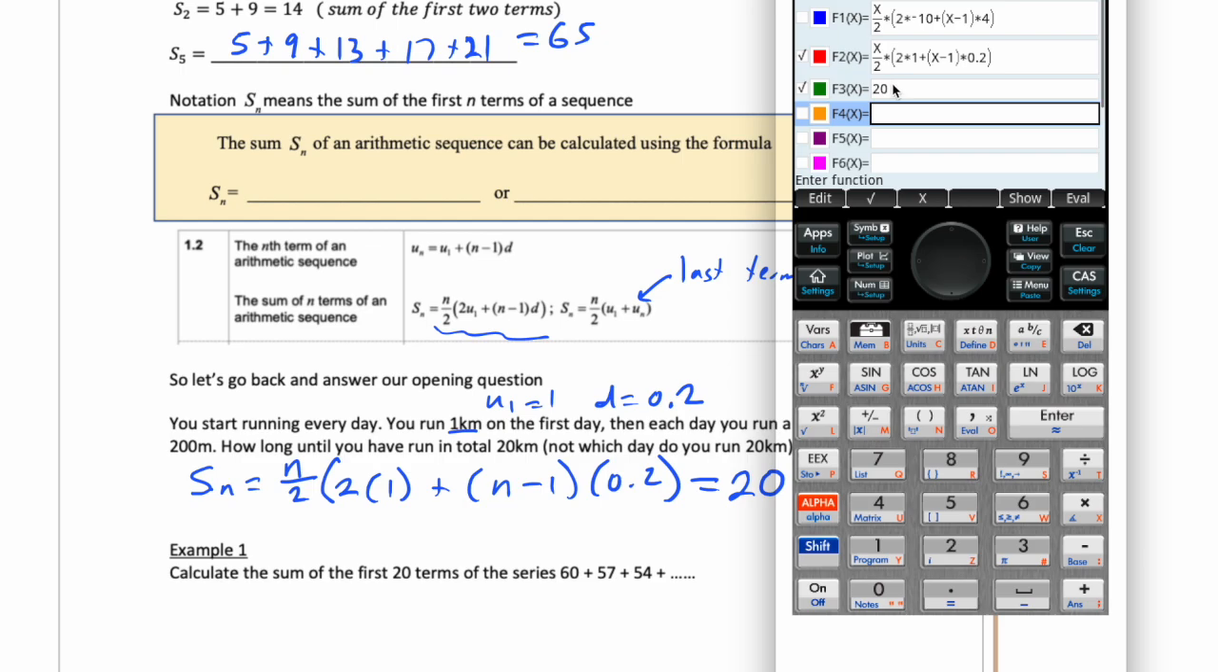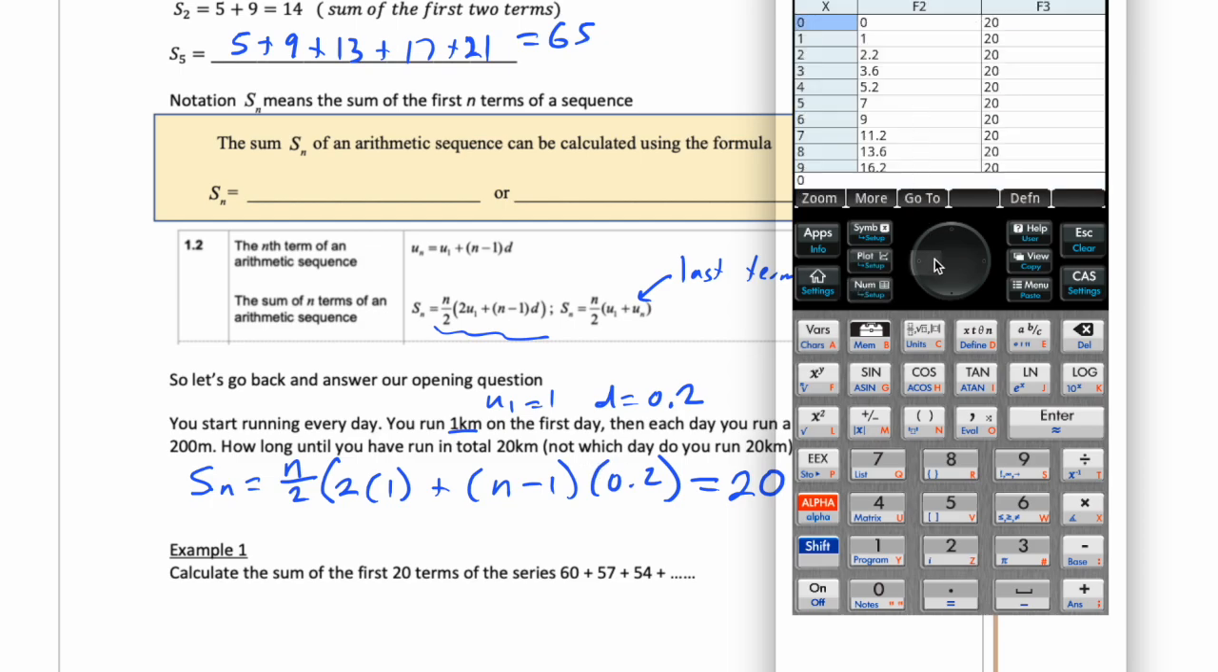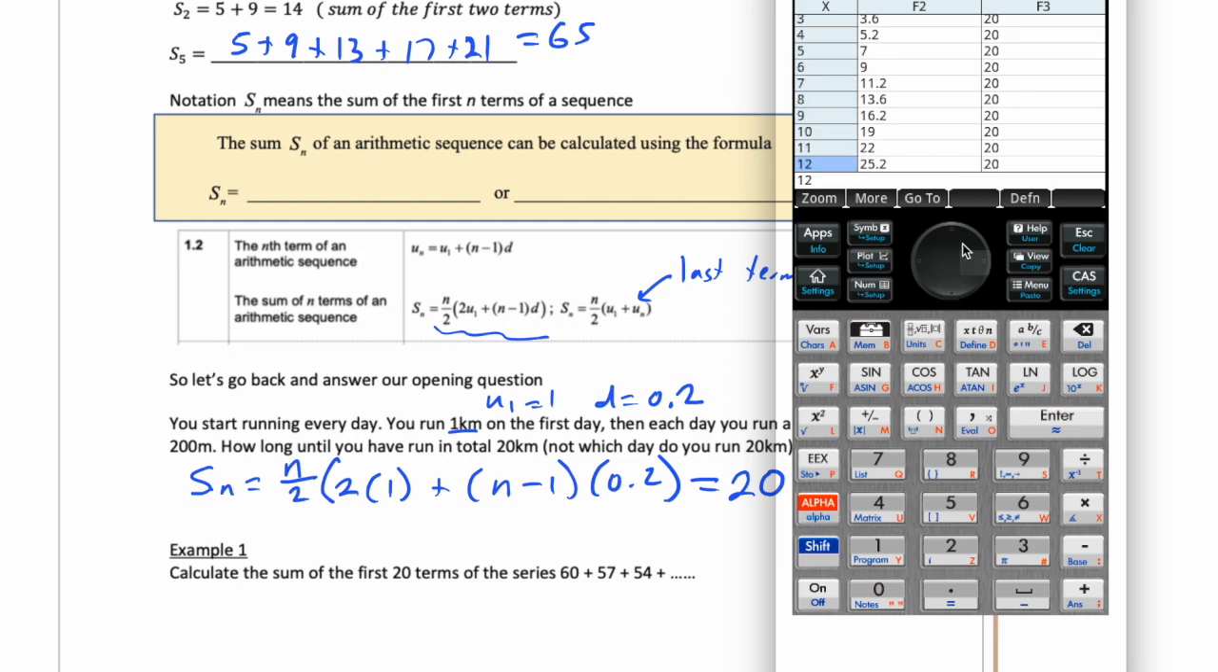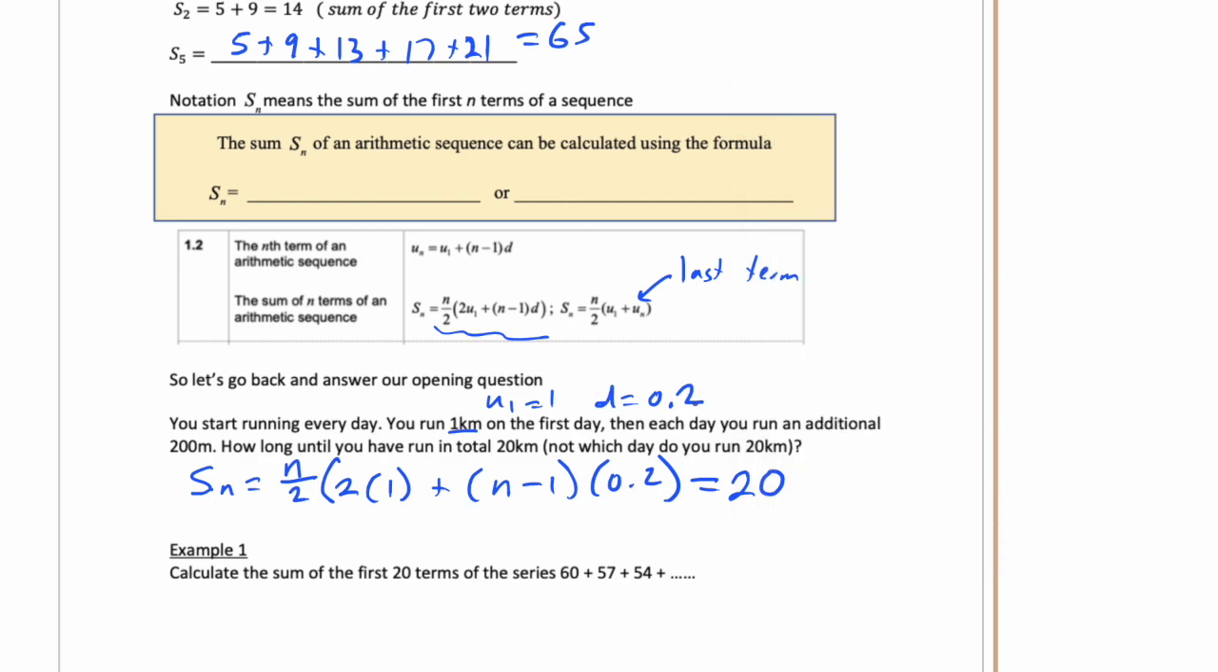Actually, you can get a point of intersection on the calculator, but because n is a whole number, you can also solve it by looking at the table. I'm going to look at the table and see when the value reaches 20. Okay, so we can see after 11 days, we have more than 20. At 10 days we have 19, and at 11 days we have 22 kilometers. So yeah, that happens on the 11th day.